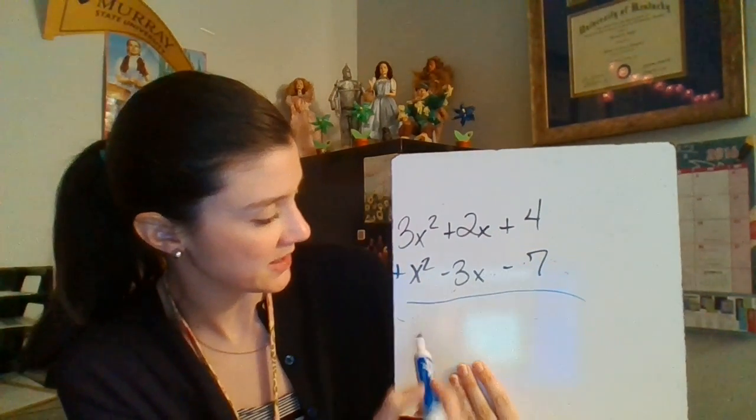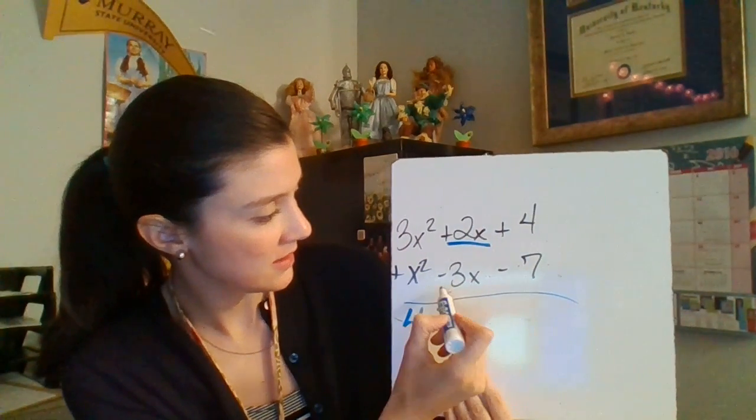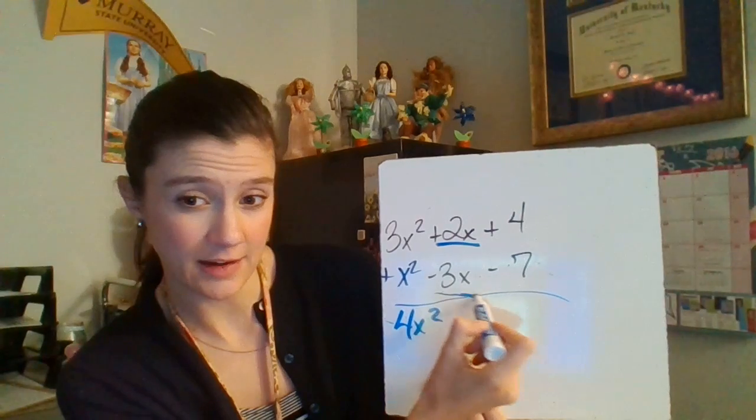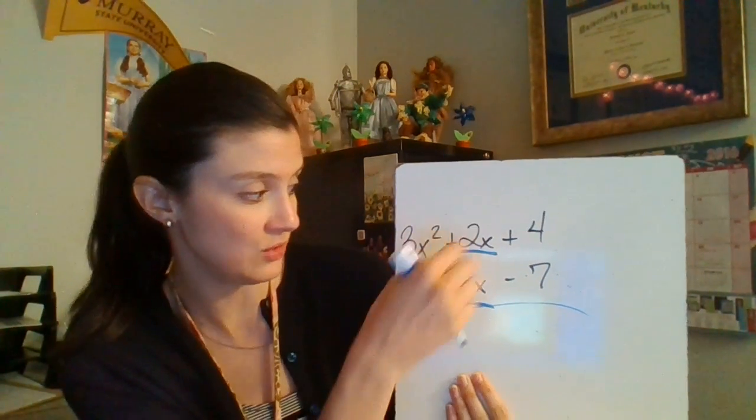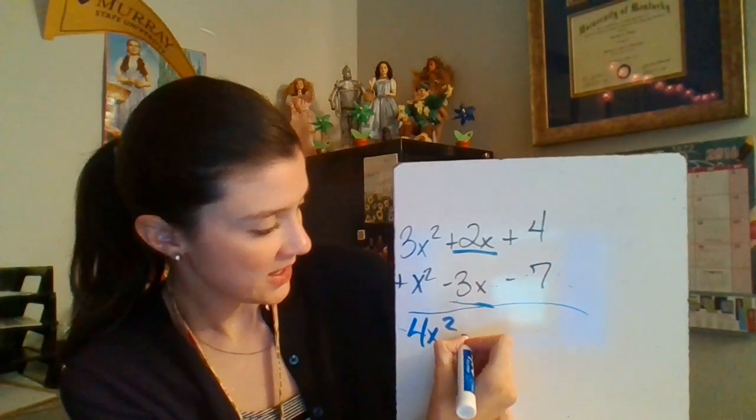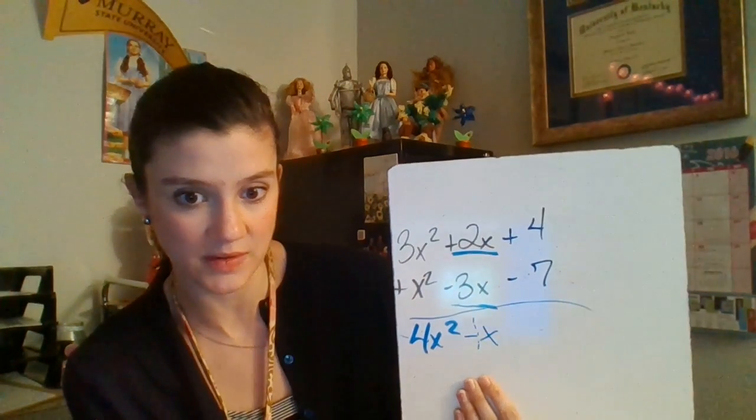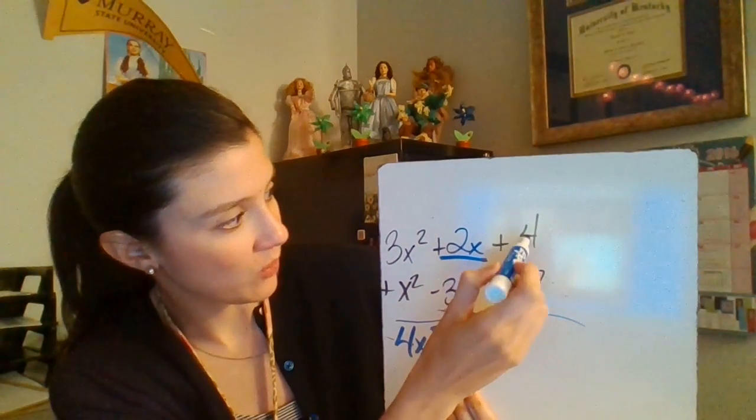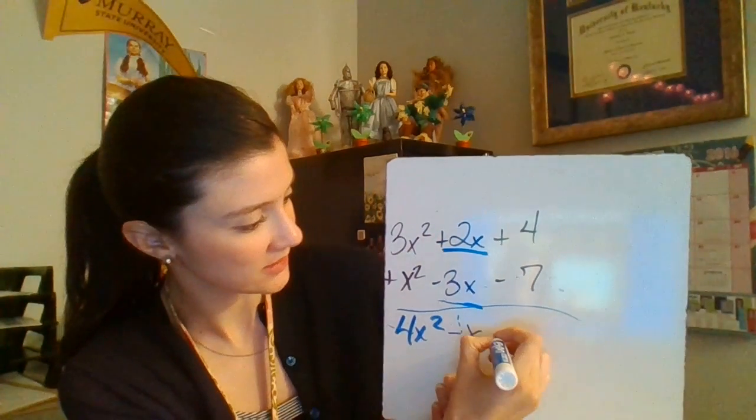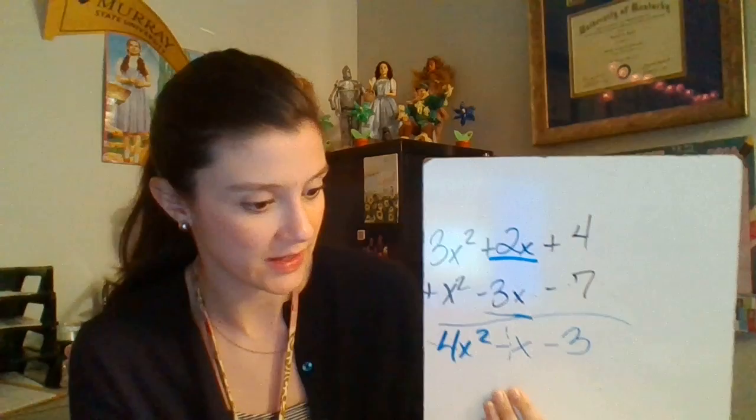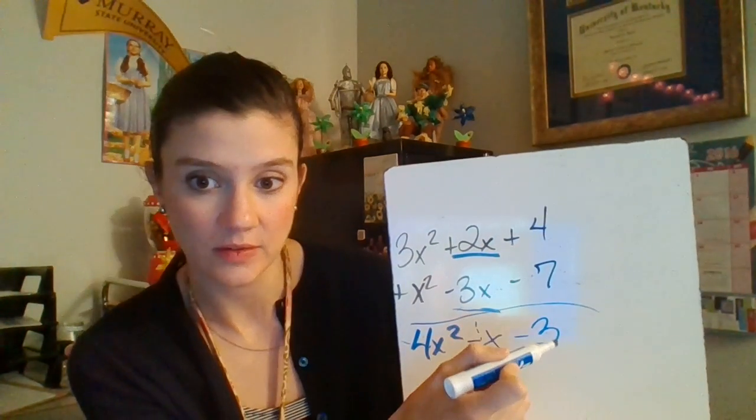3x squared plus x squared is 4x squared. 2x plus a negative 3x is actually going to be negative 1. 2 minus 3 is negative 1, so it's a negative x. If you want to put the 1 there, you can, but that's always kind of implied. And then 4 plus a negative 7 is negative 3. So for that last one, you should have 4x squared minus x minus 3.